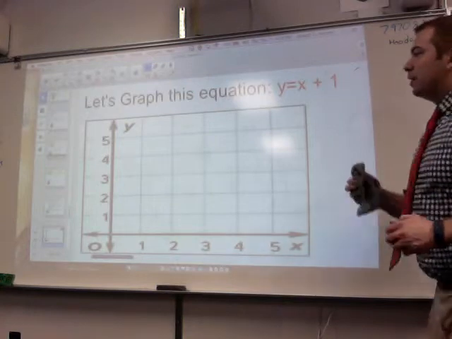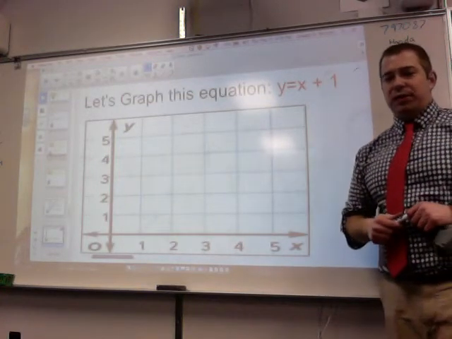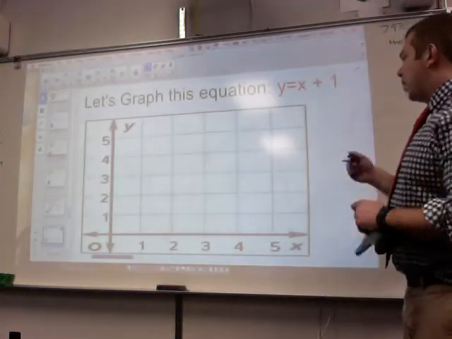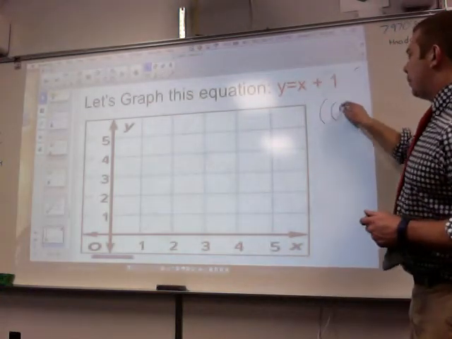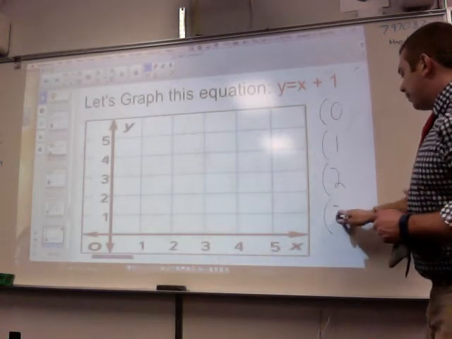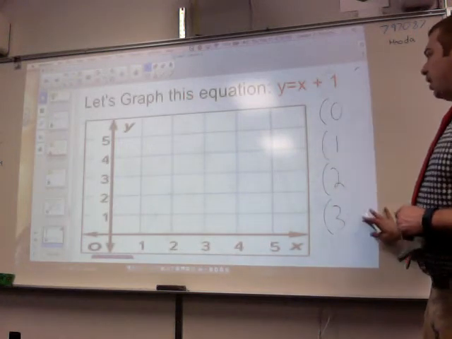All right. Now let's graph this equation. Y equals x plus 1. Before I graph anything, I have to make some coordinates. So I'm going to always actually start with 0. Then I'm going to go to 1, 2, maybe even 3 if I can fit it on the graph. So all my x's are done.